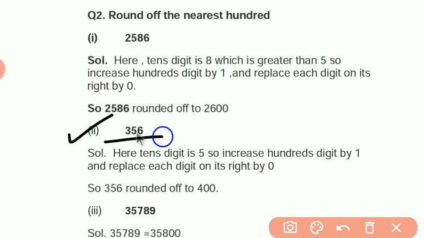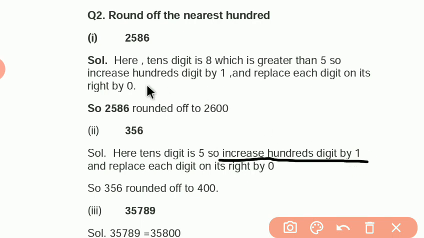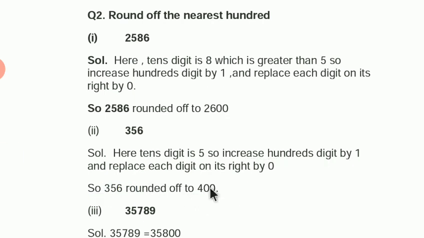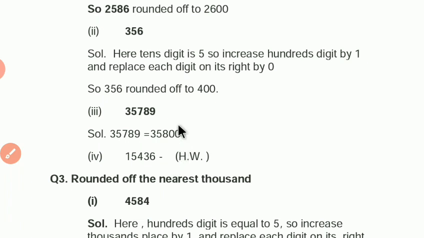2586. Second one, 356. First step, replace 56 by double zero. Then we have to see its tens digit. Its tens digit is 5. So here tens digit is 5. So we have to increase hundreds digit by plus 1. And hundreds digit is 3. So 3 plus 1, 4. So 400. So 356 is rounded off to 400.